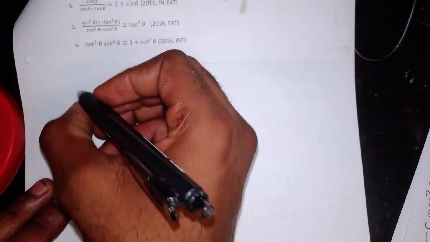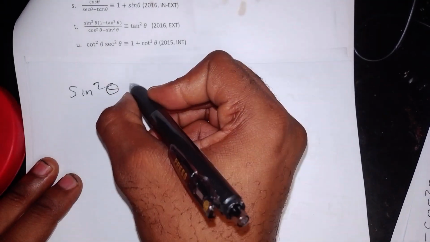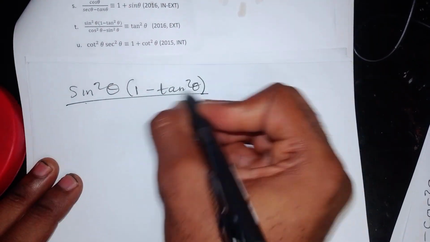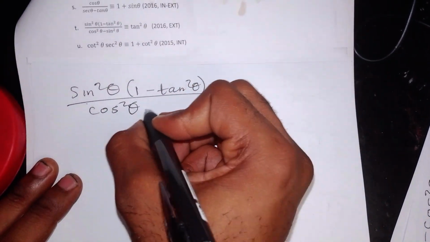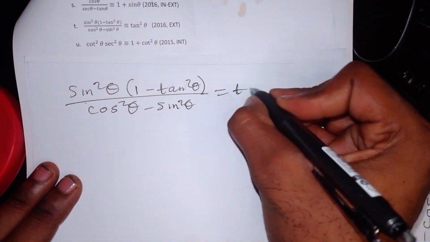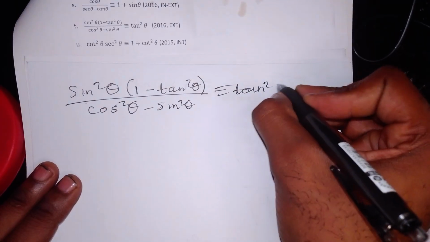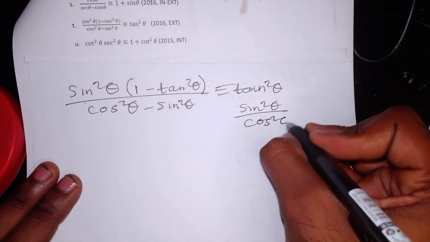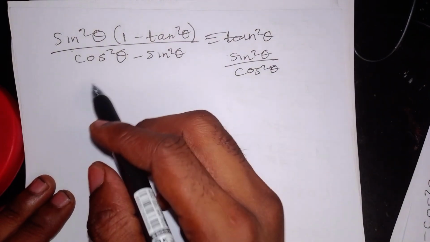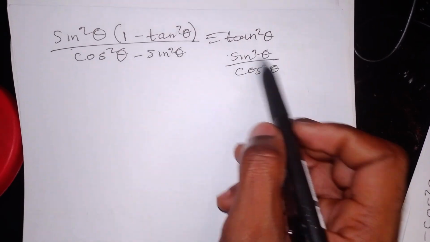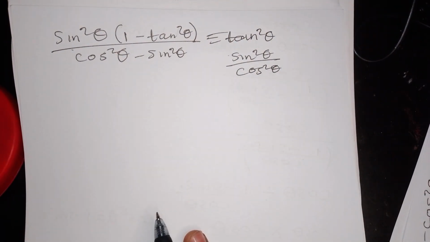And then we have 2016. So this is sine squared theta multiplied by 1 minus tan squared theta, everything over cos squared theta minus sine squared theta, and this is equivalent to tan squared theta, which is the same as sine squared theta over cos squared theta. So now your job is to obtain this. How do you do it?